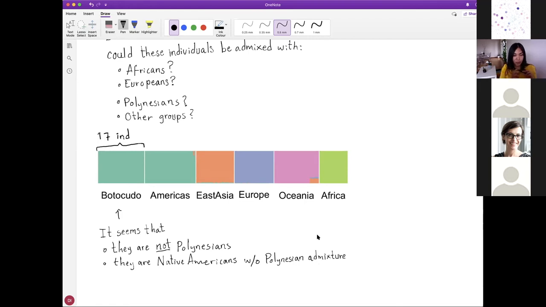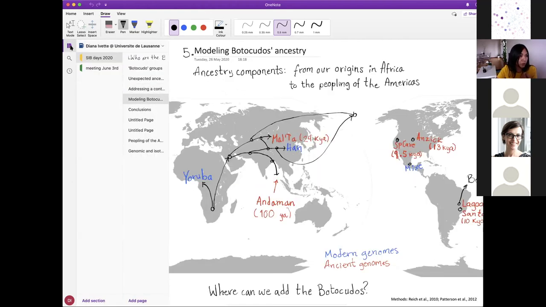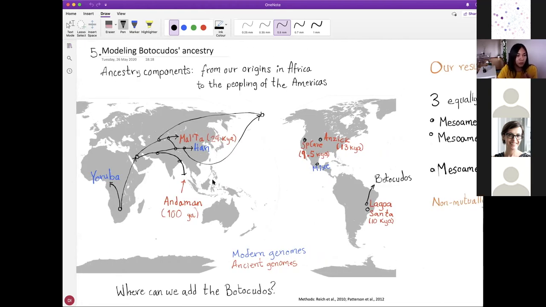So once we knew that our new data was from Native Americans, we decided to model the ancestry of these individuals in the peopling of the Americas, trying to compare them to what we know. So we took whole genomes from modern and ancient populations. Some of them are quite old, 24,000 years old, and some of them are a few hundred years old, here in red.